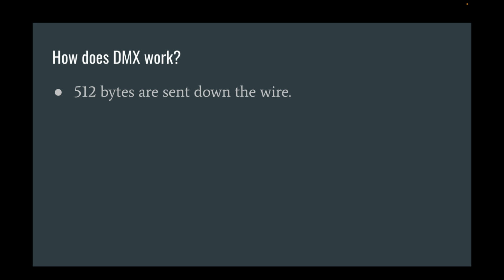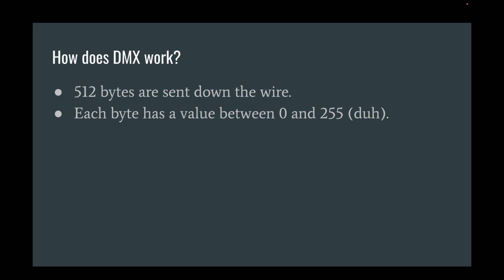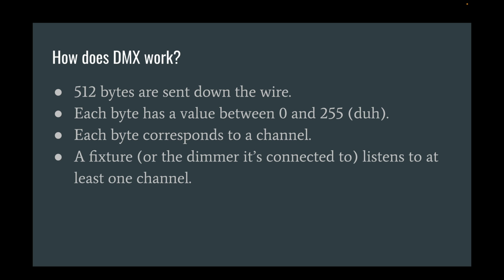512 bytes are sent down the wire. It's really that simple. Each byte has a value between 0 and 255 because, duh, that's what a byte is. I'm not insulting your intelligence, just pointing it out. And then each byte corresponds to a channel. The fixture, or the dimmer, can listen to at least one channel.